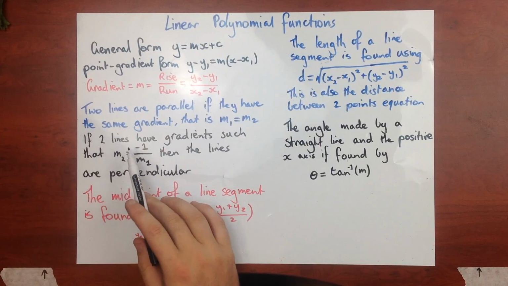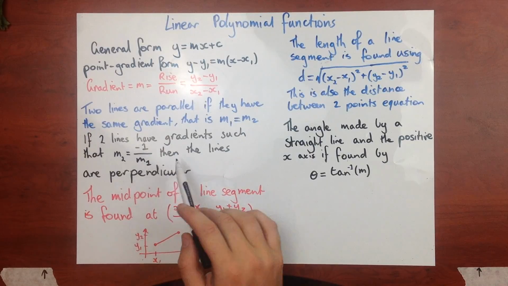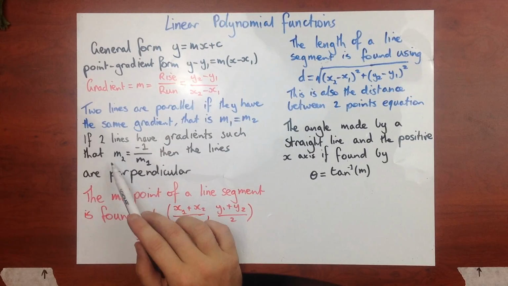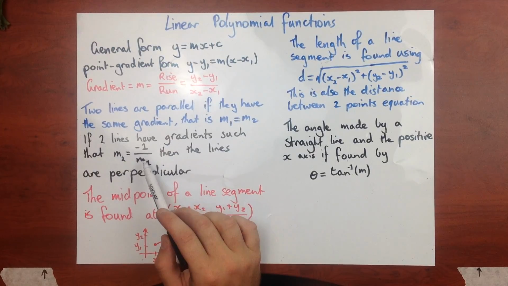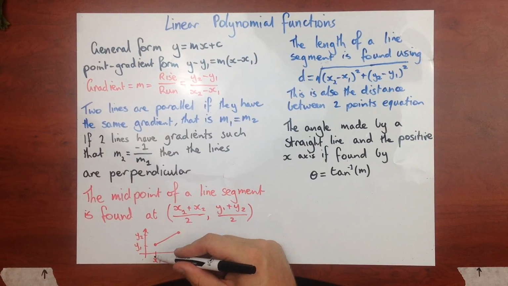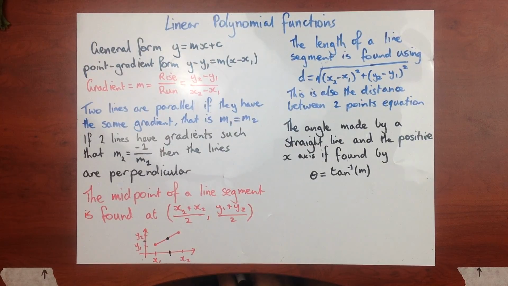If two lines have gradients such that m2 equals -1 on m1, then the lines are perpendicular. So if our second line has a gradient that's -1 over our first gradient, then the lines are going to be perpendicular. The midpoint of a line segment is found at x1 plus x2 on 2, y1 plus y2 on 2. All that means is that we average our two x values, average our two y values, and we get a point which is the midpoint.